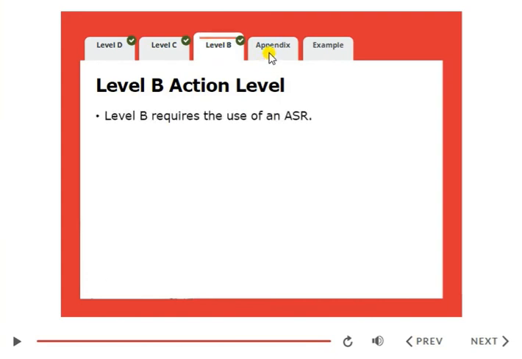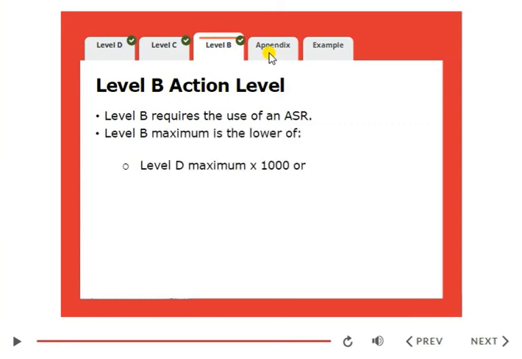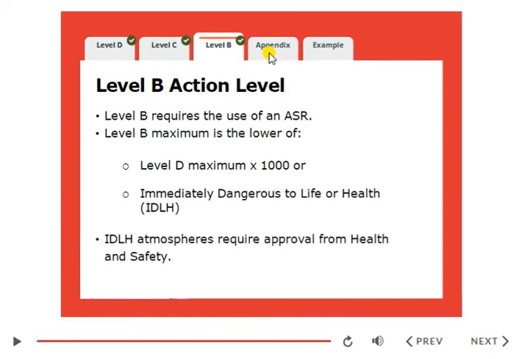Level B protection requires the use of an ASR because of the expectation the materials will be 1,000 times the Level D maximum, or that the situation will be deemed an IDLH, in which case health and safety approval is required. Anything greater than this would be Level A, and this also requires health and safety approval.